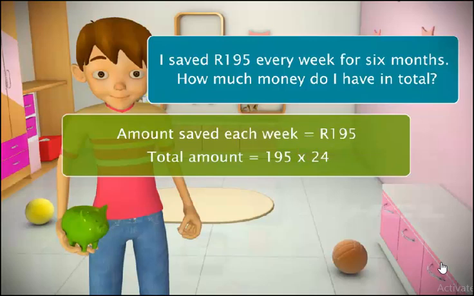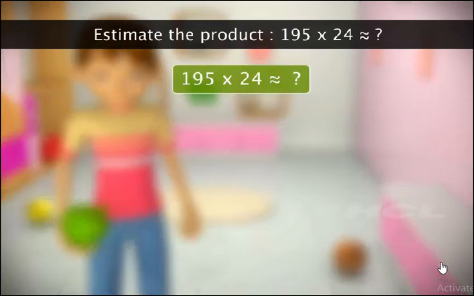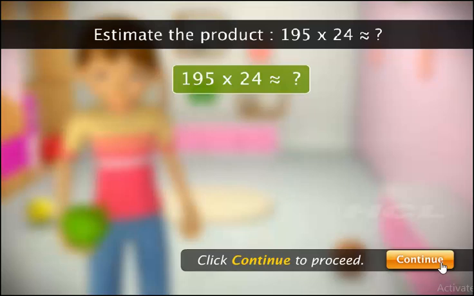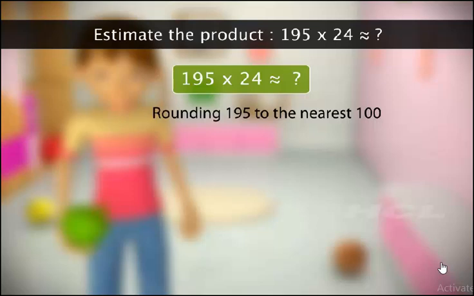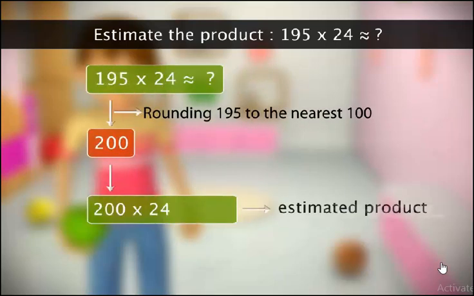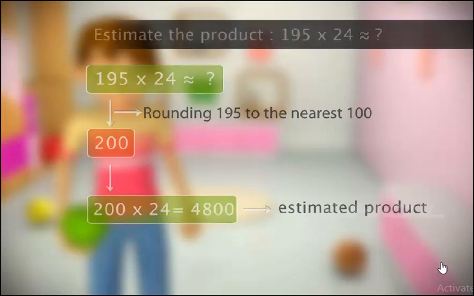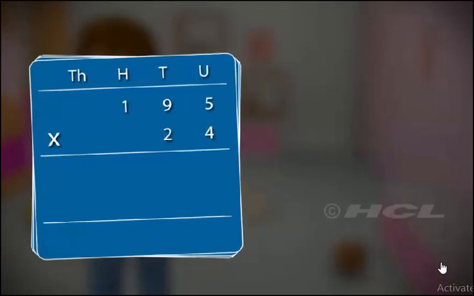Thus, total amount saved will be equal to 195 multiplied by 24. What is the product approximately equal to? Rounding 195 to the nearest hundred, that is 200, and multiplying by 24, we get the estimated product as 4800. Let's multiply to find the exact product.